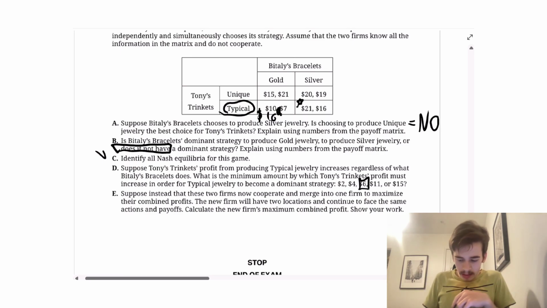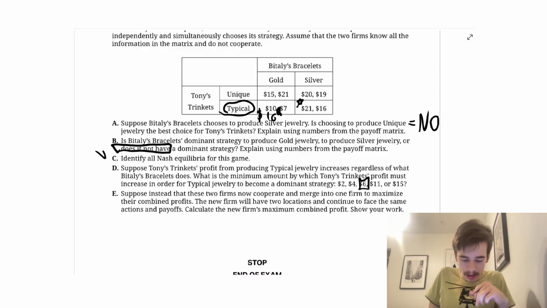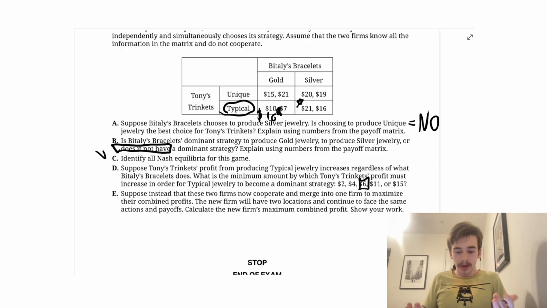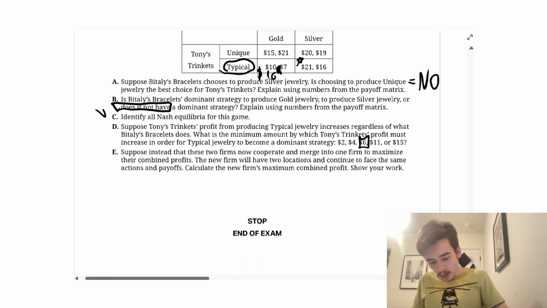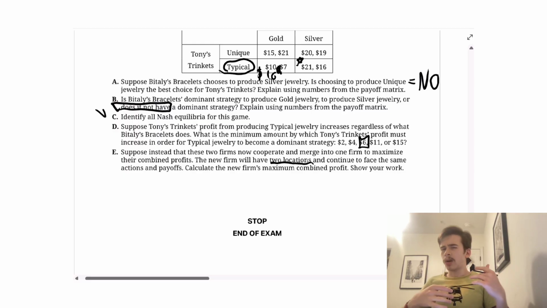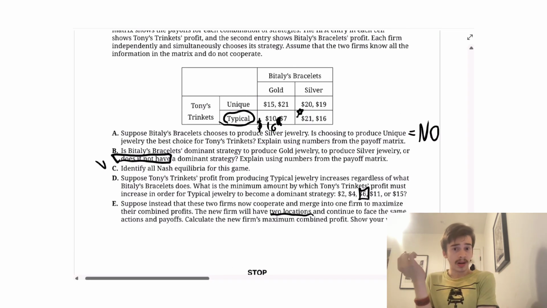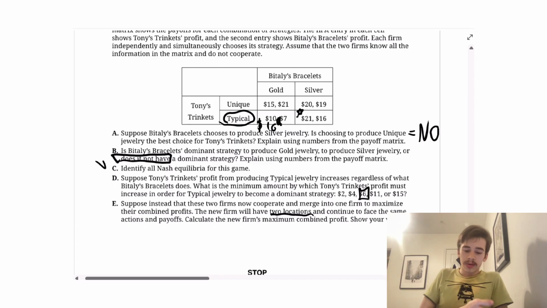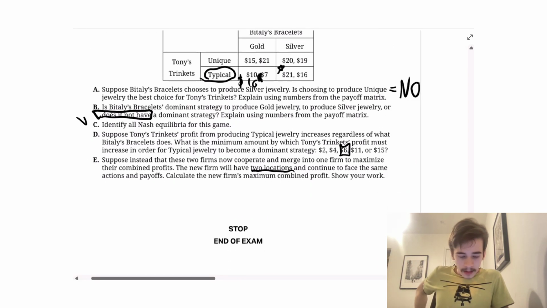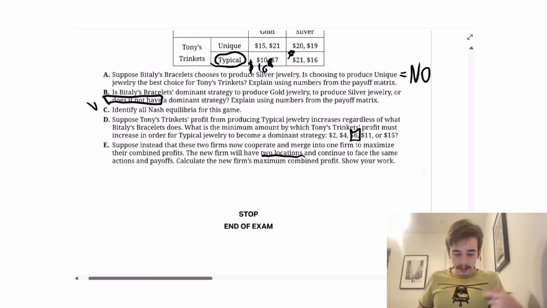Okay, and then E, this one is kind of easy. This one had a part of me that was like, should I do this or that? But I'll cover it quickly. So the 2 firms now cooperate, and it becomes 1 firm, and they're maximizing combined profits. They're trying to maximize the sum of the 2 numbers in the boxes. And the thing that threw me off, or almost did, is the 2 locations. I was like, should we multiply the profit by 2 because they're producing at 2 locations? That's not what that means. It means that in one location Beverly's Bracelets still produces what they're specialized in, which is gold and silver, and Tony's Trinkets does unique and typical in the other location. And so same actions and payoffs as the payoff matrix.